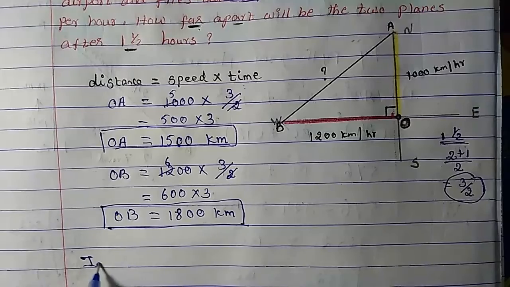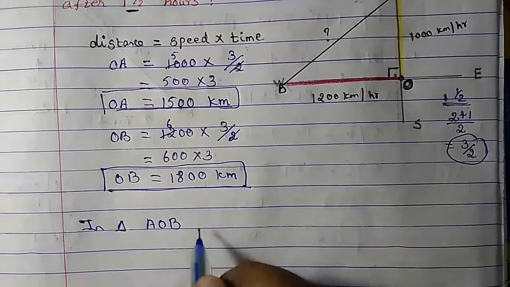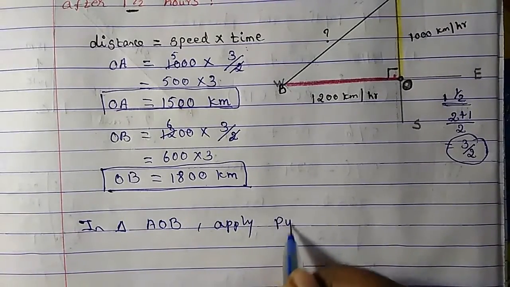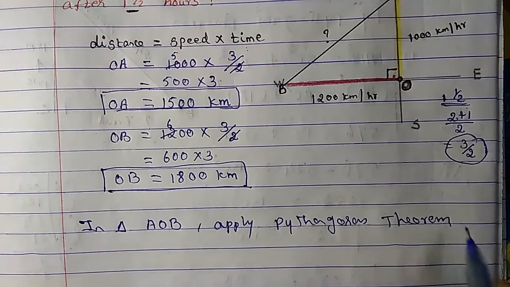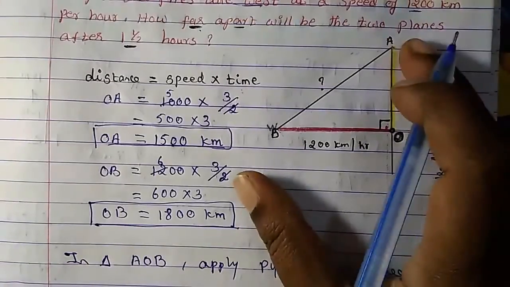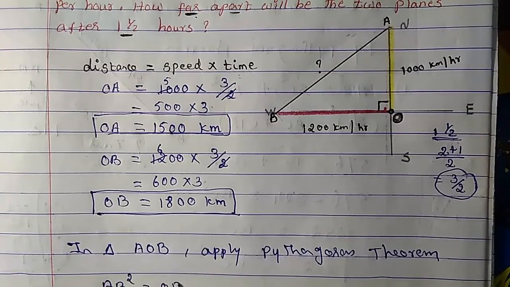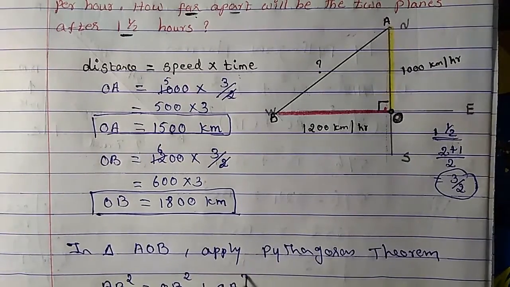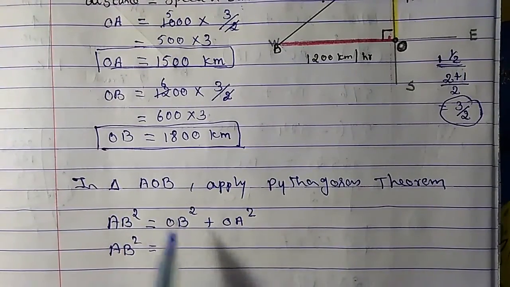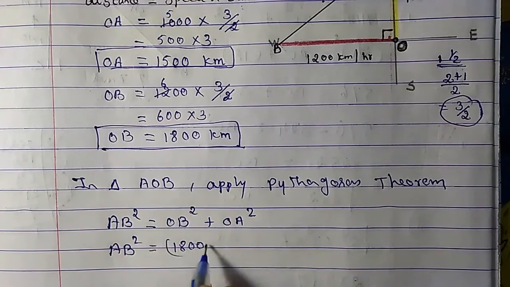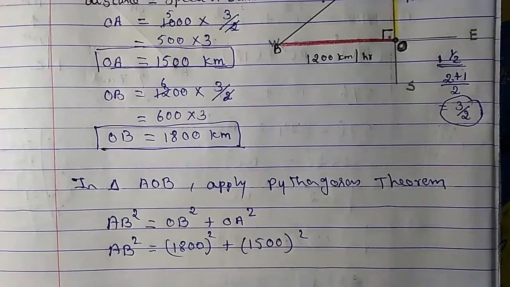So in triangle AOB, apply the Pythagoras theorem. Then we have to find out AB. So AB square will be equal to OB square plus OA square. So now we have to find AB. OB is what? 1800 square plus OA is how much? 1500.